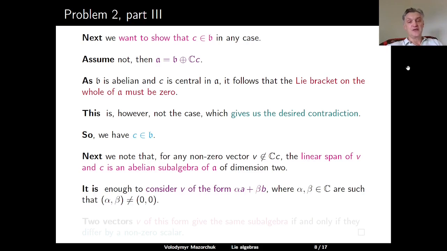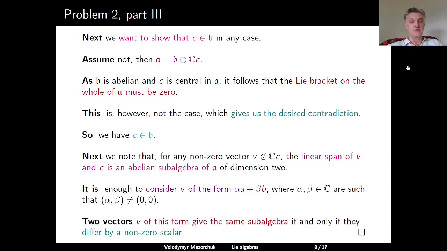Of course, it is enough to consider elements V of the form alpha times A plus beta times B, because we can always remove the scalar multiple of C from this vector, where alpha and beta are complex numbers, such that the pair alpha, beta is not equal to 0, 0. And of course, two vectors V of this form give the same subalgebra if and only if they differ by a non-zero scalar. This classifies all two-dimensional Lie subalgebras in our Lie algebra A and completes problem 2.